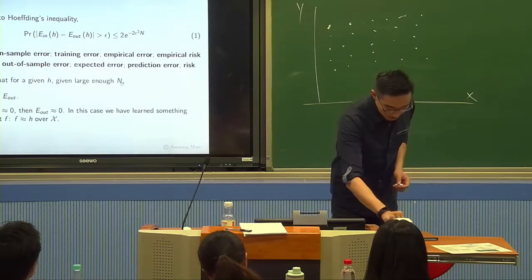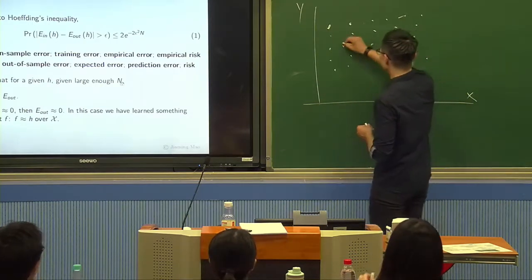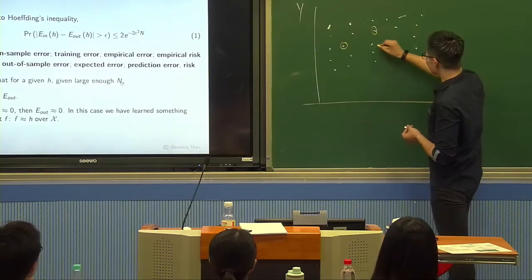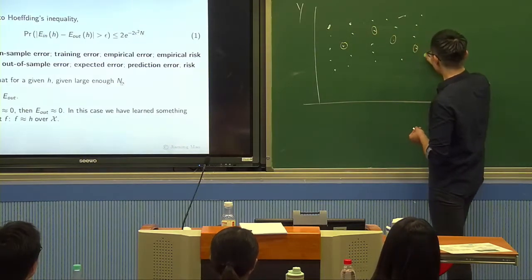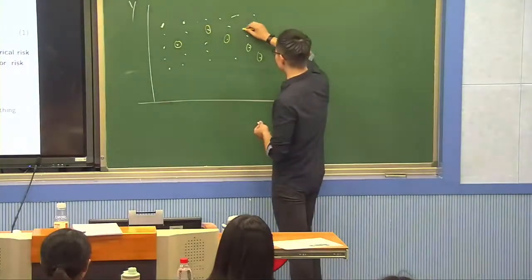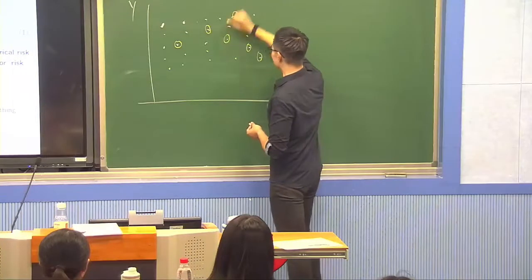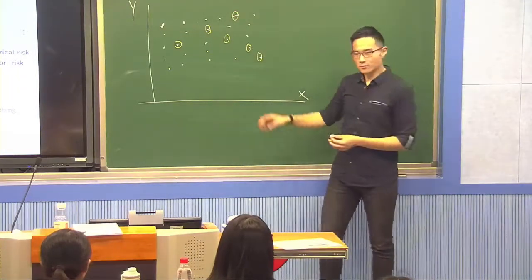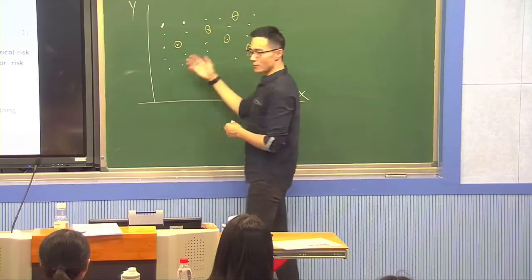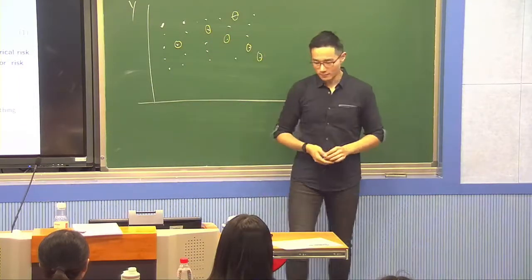But I only observe this data, maybe these two data, and maybe let's say I also observe this one. So the yellow part is the data that I actually observe. The white part is the underlying data.